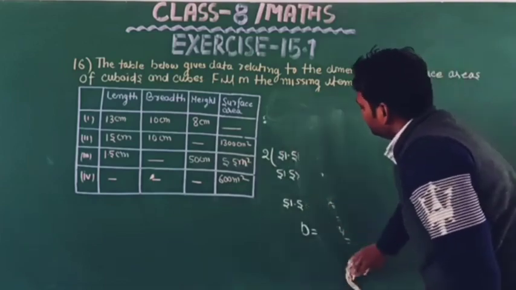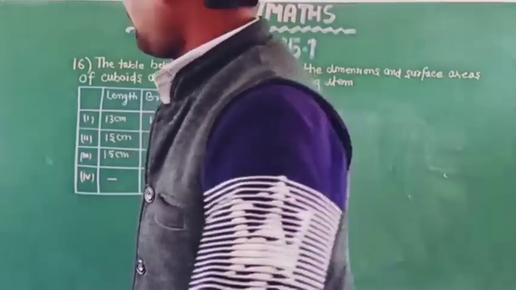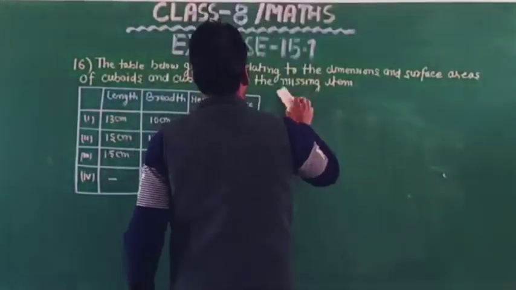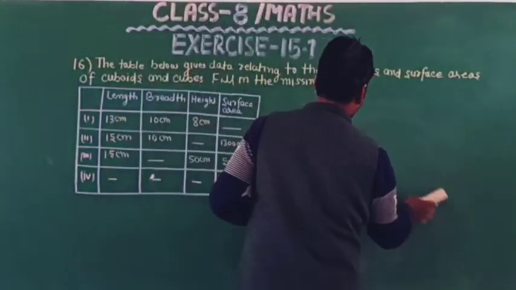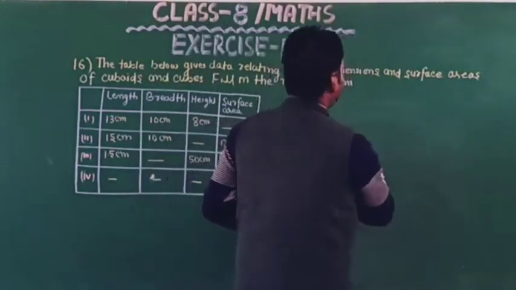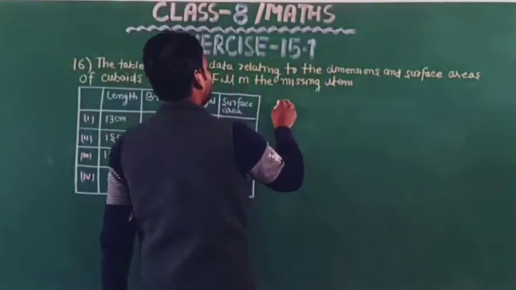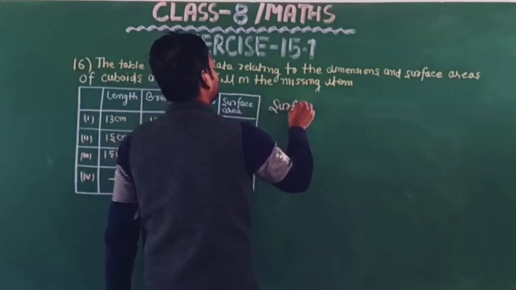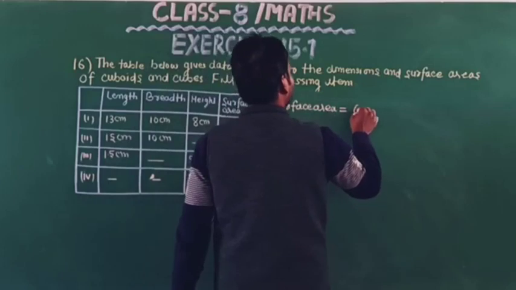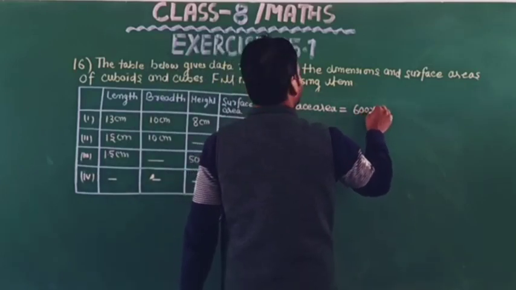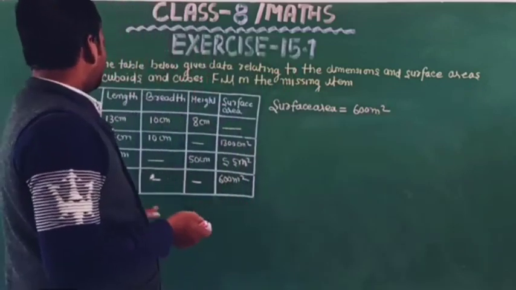Okay, this is given only the surface area. Length, breadth, height is not given, so that means the given solid is a cube. The surface area is given to us. This is 600 meter square. So this means this is a cube.